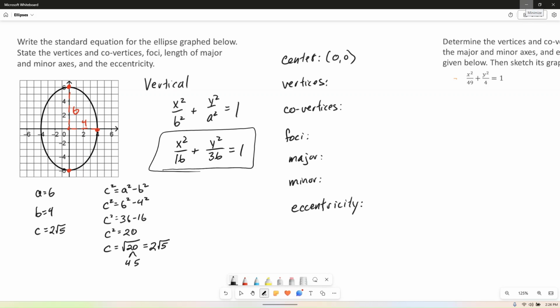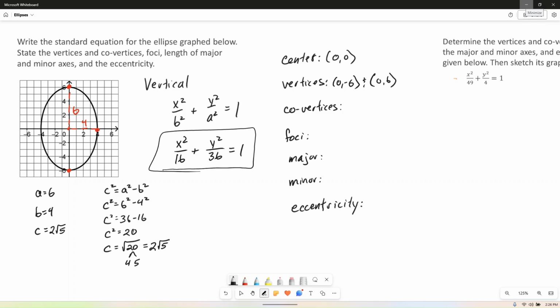All right, so again, we know the center is 0, 0. The vertices are the coordinates of the 2 points furthest away from the center. Since the graph is stretched vertically, the 2 points furthest away are going to be at the top and the bottom of the graph. Just reading those off the graph, the bottom point would be 0, -6, so that's one of the vertices. And the top point on the graph is at 0, +6.